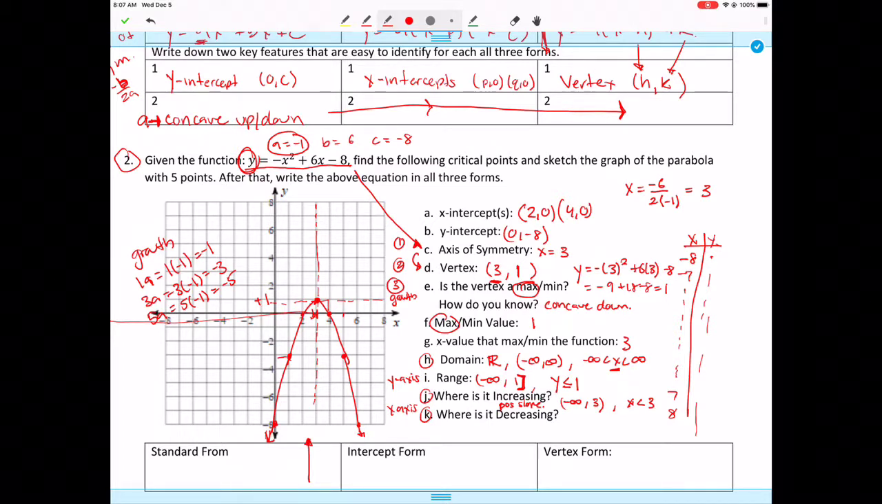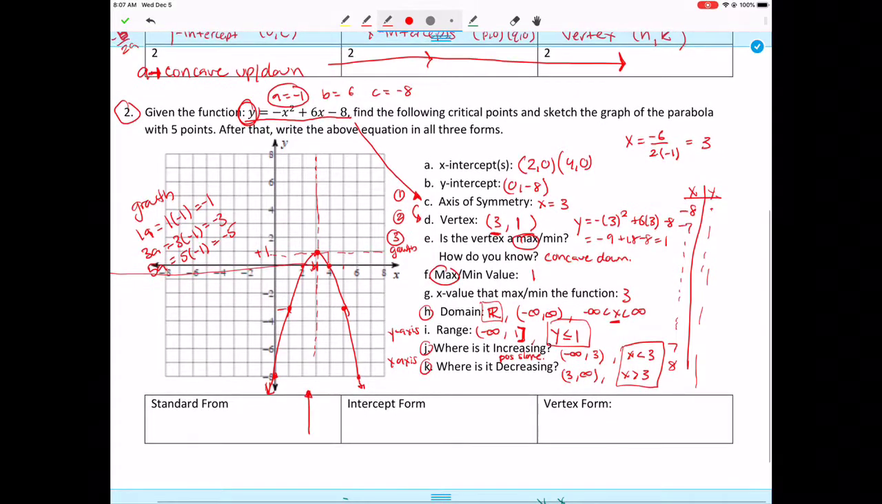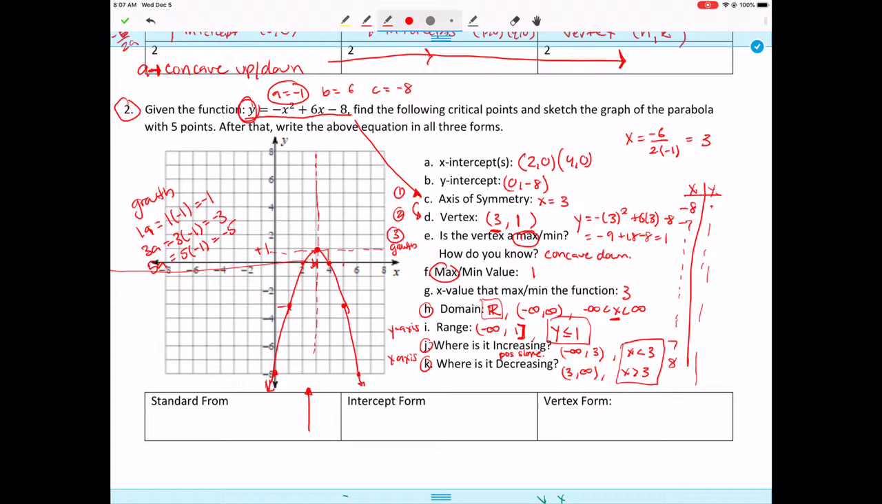And then decreasing, it goes from 3 all the way to infinity. Or you could also write it as x greater than 3. Okay? So some people prefer to do it like these, and some people like to use the infinities. So whichever way you would like, you're great. Okay? All right, so after that, we need to come up with the 3 forms.